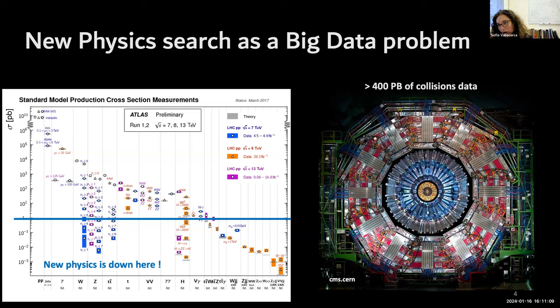Now, those rare processes need to be studied and found with huge detectors. Okay, you see a picture of the CMS detector. This is not the biggest one in terms of full size. The Atlas detector is 40 meters tall, but CMS is one of the most dense. In total, we are talking about the need to analyze petabytes and petabytes of data.